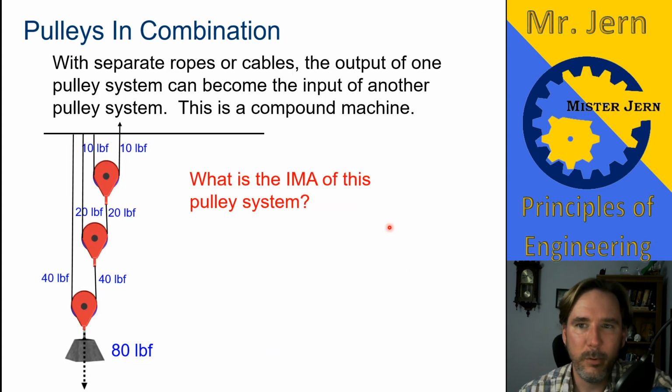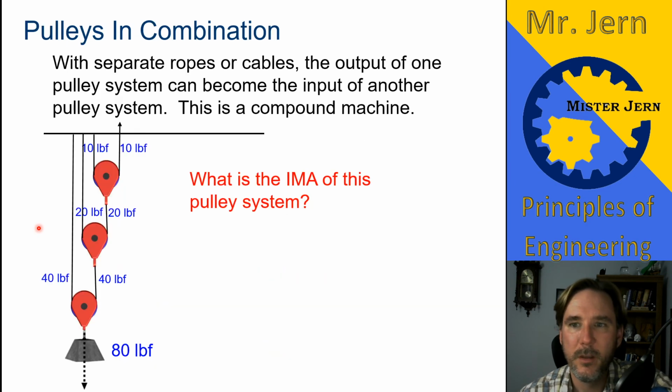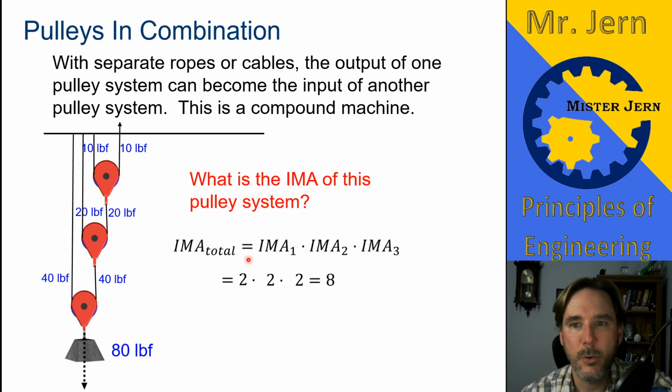Now when it comes to pulleys in combination, we're getting to the end here. When you have separate ropes, how do you do that? Well, it's basically the same thing as before. It's a compound machine. So what you do is you find the mechanical advantage of each pulley and you multiply them together. So the total IMA is just the IMA of each pulley multiplied. All right, so this is just 2 times 2 times 2.